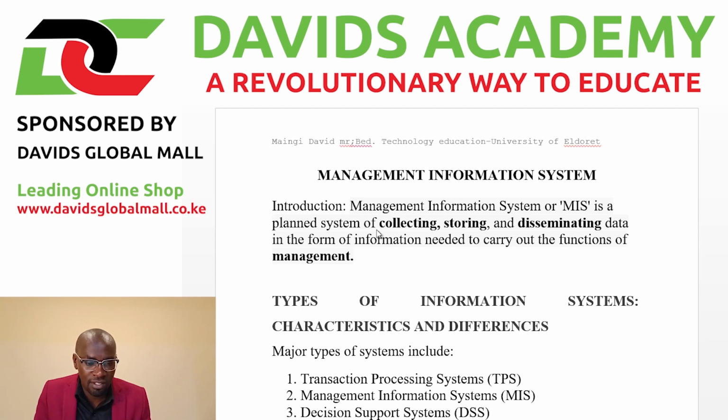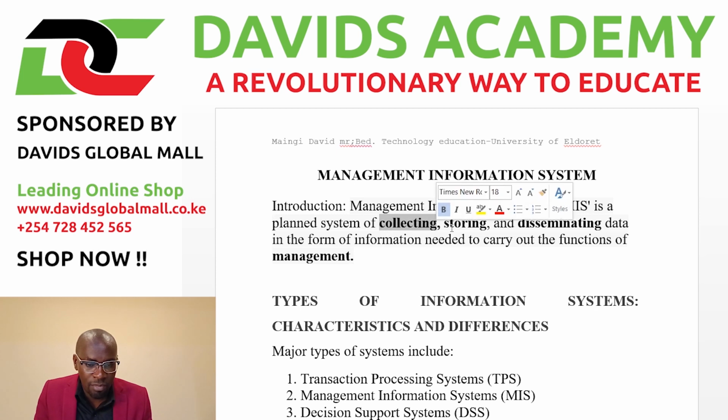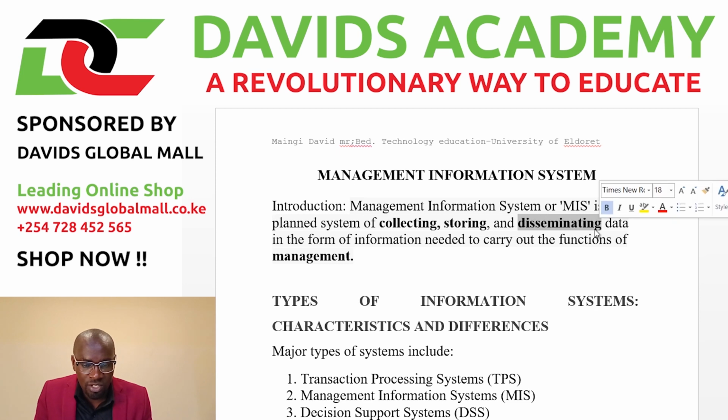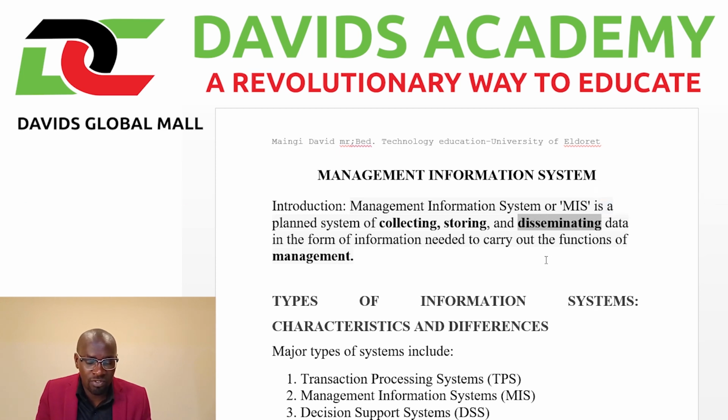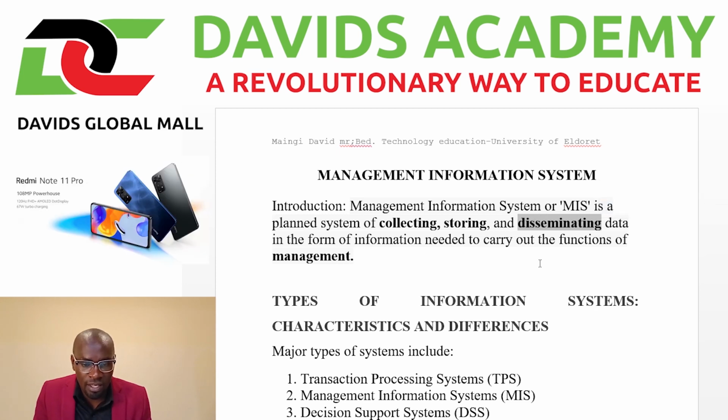One, it collects data. Number two, the system stores data, and then it does what we are calling dissemination. Dissemination is transferring maybe the information to the user. And what is the role of management information system? Basically, it's a system that is used by management.